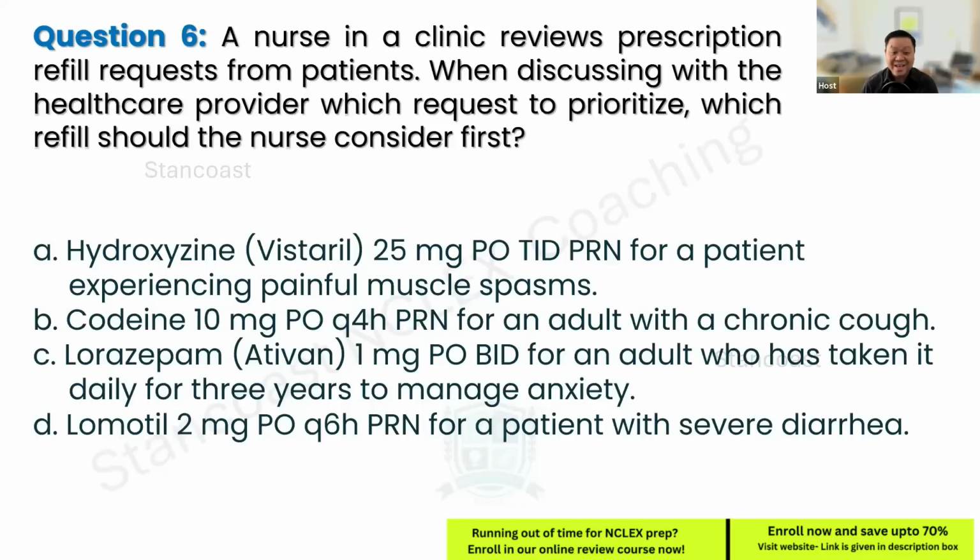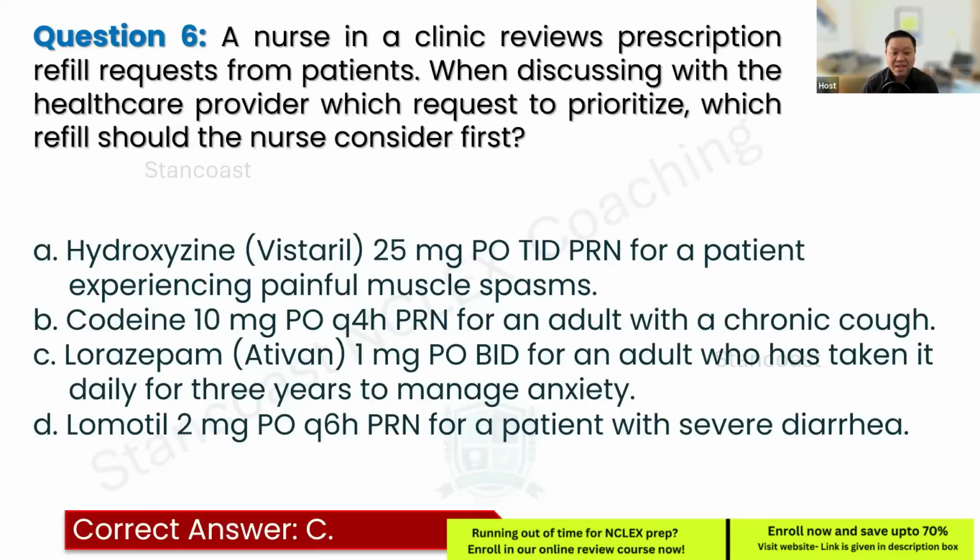The correct answer here is letter C, because we know that lorazepam is a benzodiazepine, and abrupt withdrawal of this drug can lead to serious complications, including the risk of death. And so we need to have this request done immediately. Now, for letters A, B, and D, these are incorrect options. We know that Vistaril can help manage the discomfort, but missing a dose isn't likely to lead to severe complications, so it is a lower priority compared to lorazepam.